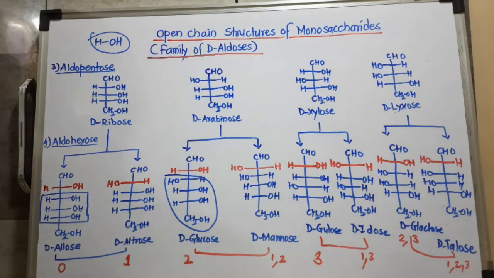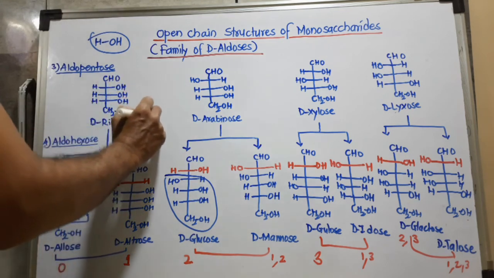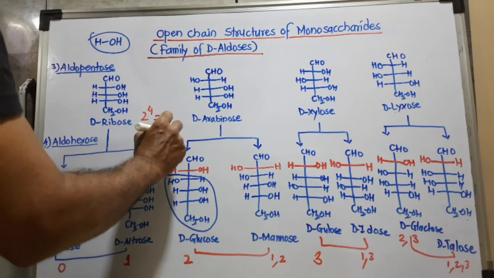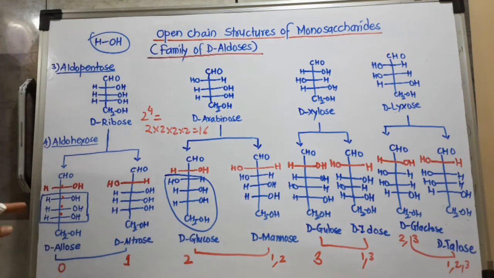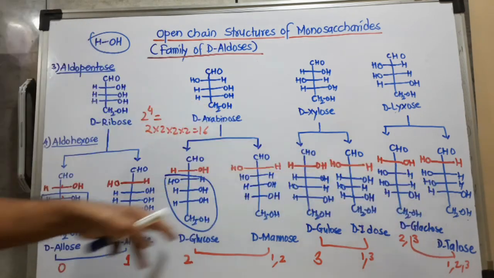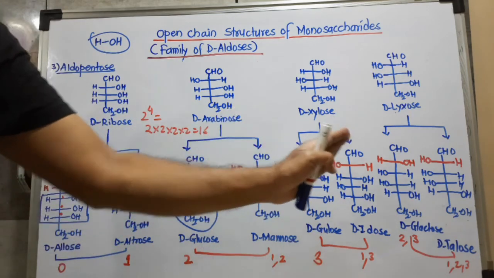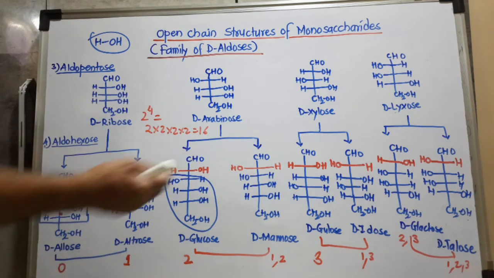One more point which I want to add here by using the 2 to the power n formula. So how many chiral carbons are there? 1, 2, 3 and 4 chiral carbons. So 2 to the power 4, that comes to 16. But you can see here you have drawn just 8 structures. The remaining 8 are actually the mirror images of each and every structure. So you just consider one and draw its mirror image.